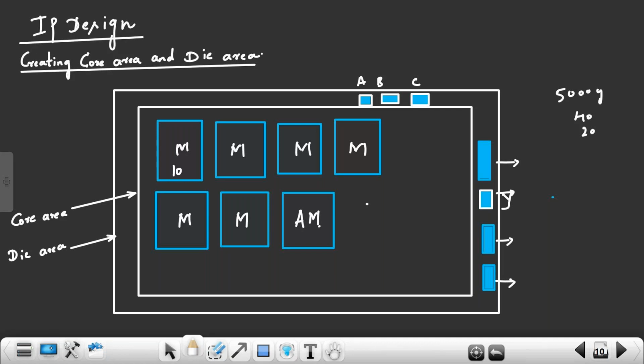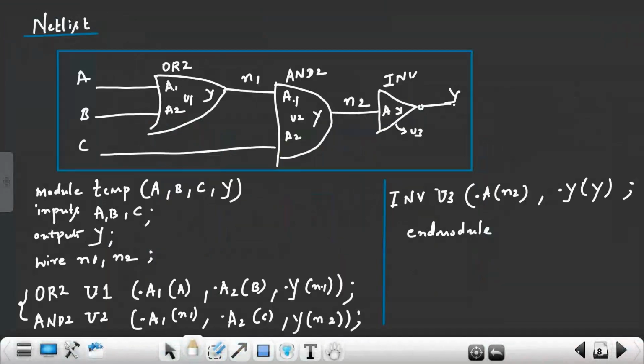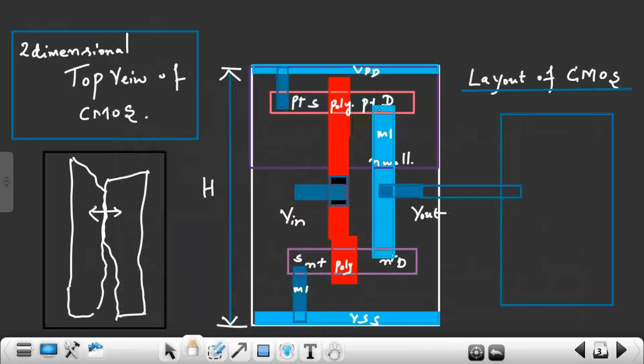So after macro placement, you have to do power planning. Power planning is mainly done to reduce IR drop. In power planning, I have to plan how to distribute the power to the entire design. See, every cell has VDD and VSS connection. You see the layout, right? Every cell has VDD and VSS connection. In my IP design, I will have nearly 1 lakh cells.